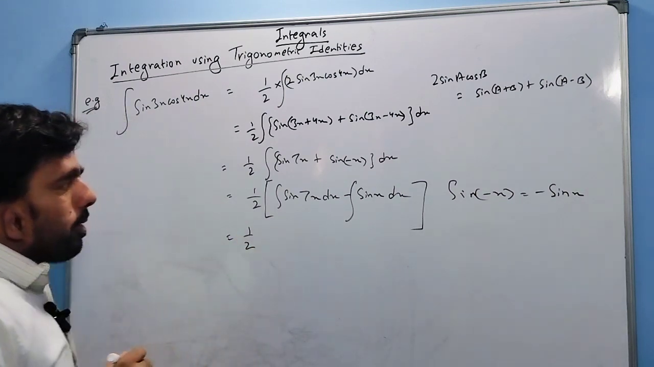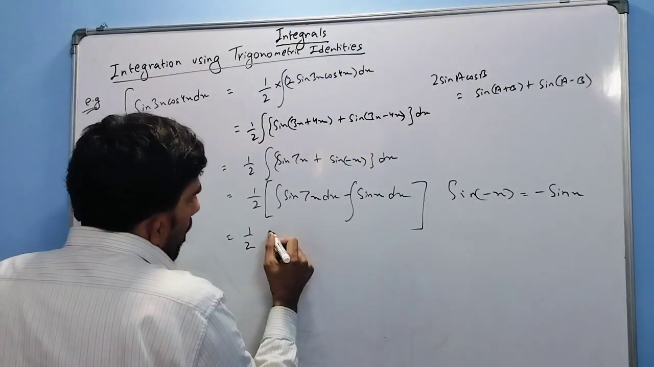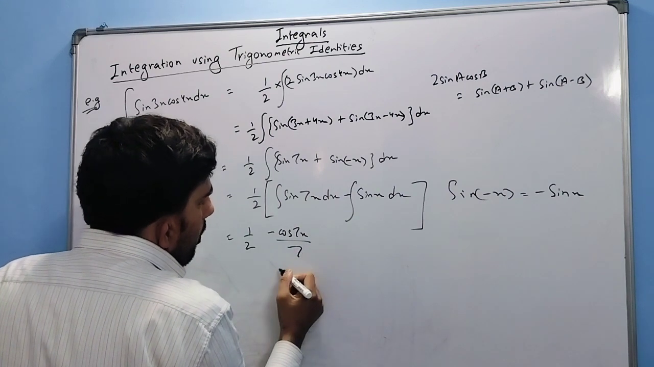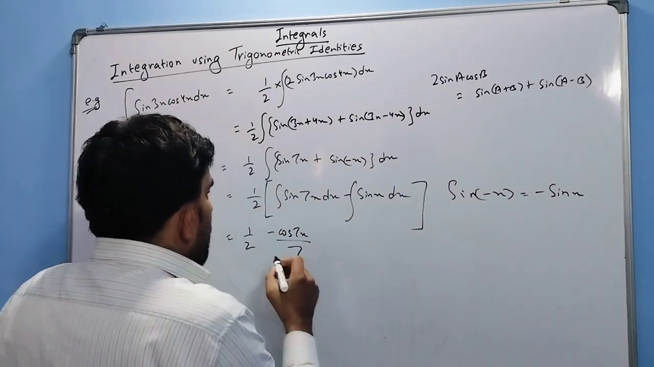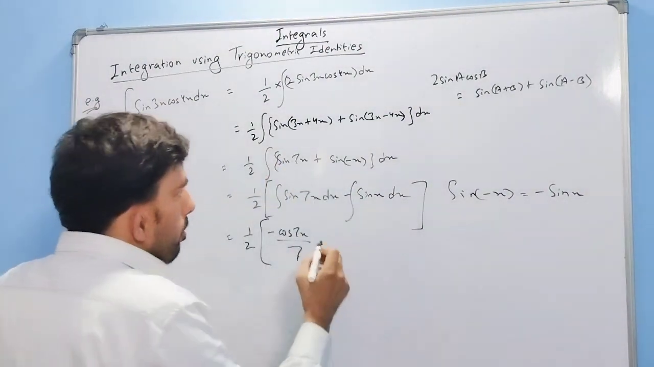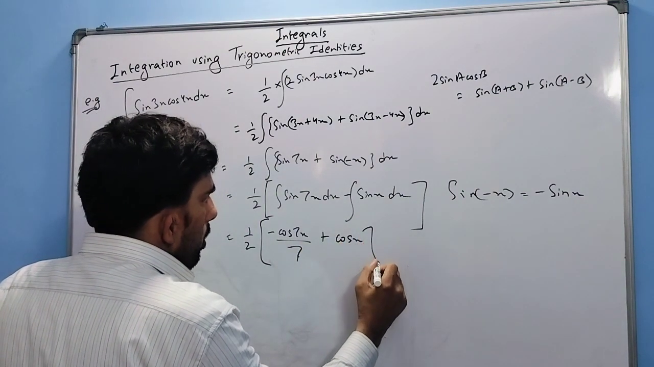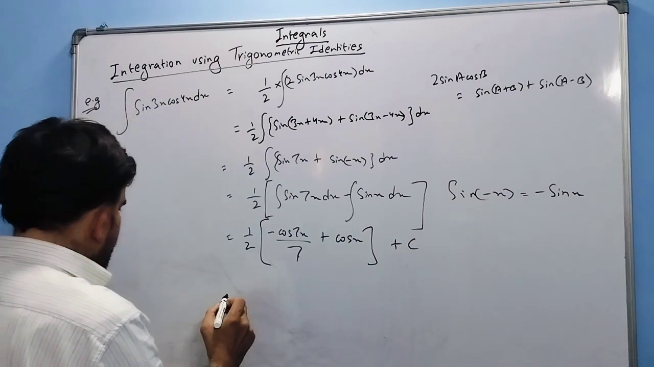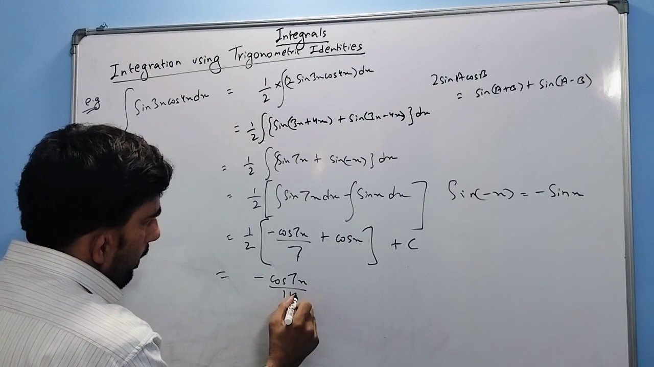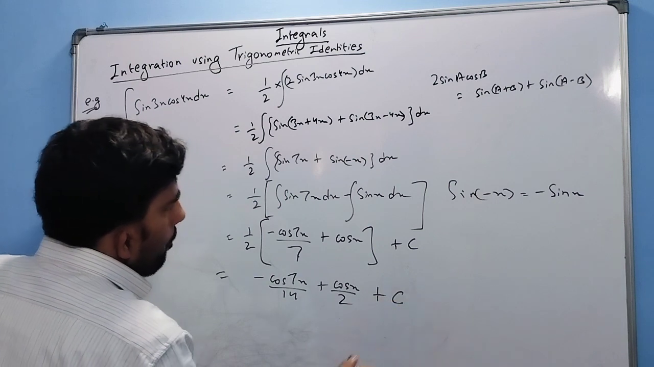Now what is the integration of sin x? It is minus cos x. So we'll have minus cos x upon 7. We all know how it comes, by taking t like this we have done. So now it will be plus cos x plus c. So now I can write here minus cos 7x upon 14 plus cos x by 2 plus c.